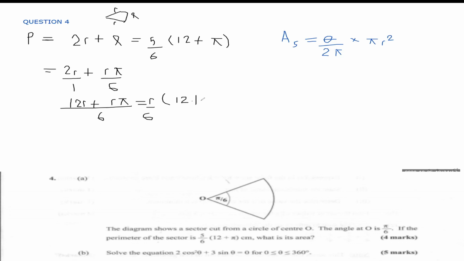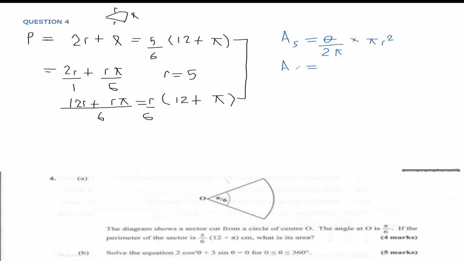All right, now look at this. Voila, we get what r is, because remember what the question said. It said the perimeter is this, and we also worked out that the perimeter is this. So if these two are equal, then clearly r is equal to 5. So the radius is equal to 5. Now that the radius is equal to 5, we can find the area of the sector.